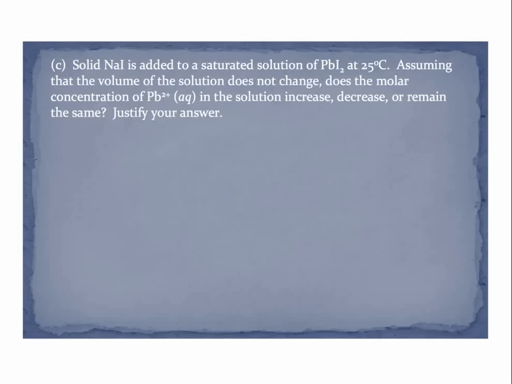All right, let's see what happens in this next one. We're dealing with the same equilibrium. Solid NaI is added, and we have a solution that's already saturated. The question is, would our lead ion increase, decrease, or remain the same? So again, we've got PbI2 solid.